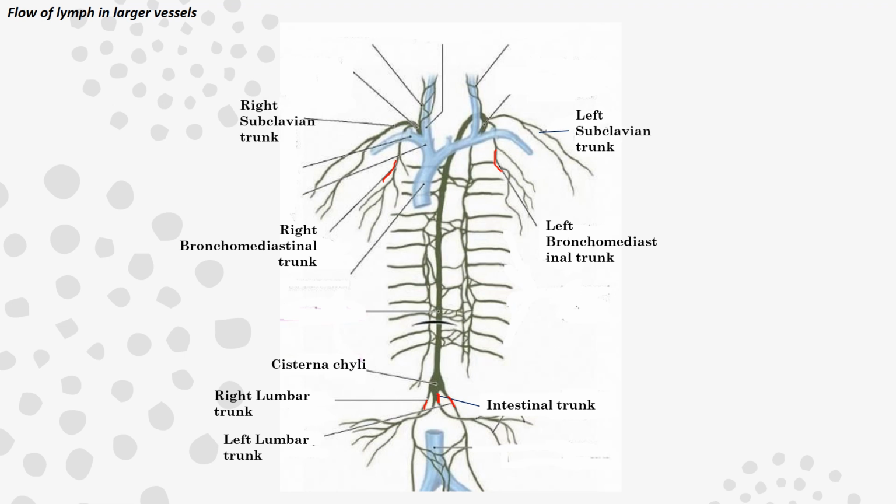And then further up, you have your right subclavian and your left subclavian trunks that are bringing in lymph from the upper part of your body, which is your shoulder regions, your arms. These are going to drain into the subclavian trunks. And finally, from the head region, you have your right and left jugular trunk. So all these trunks are eventually going to drain either into the thoracic duct, which is over here.